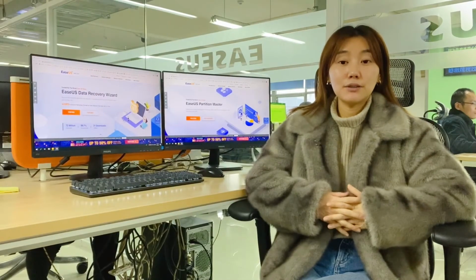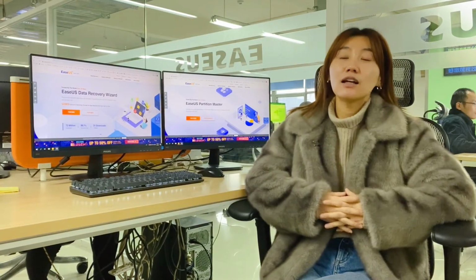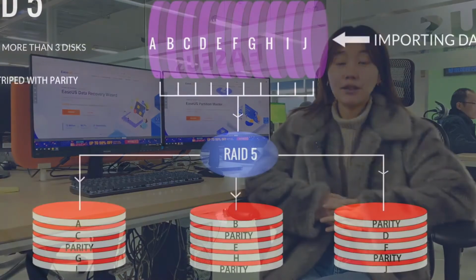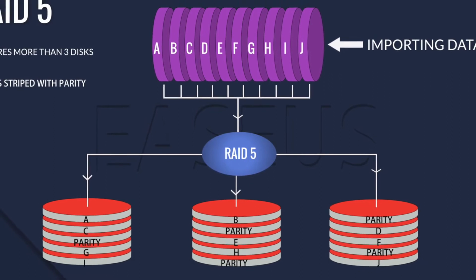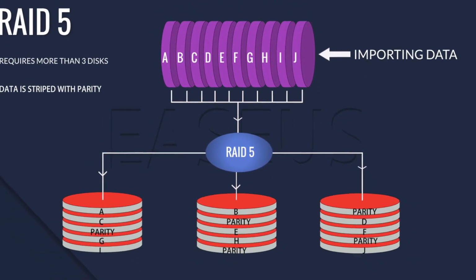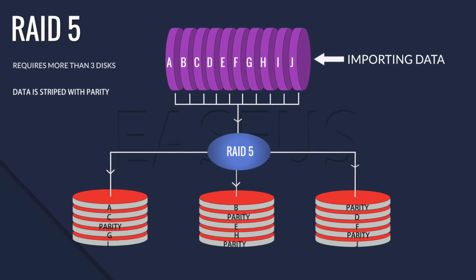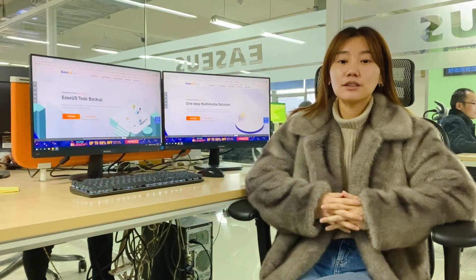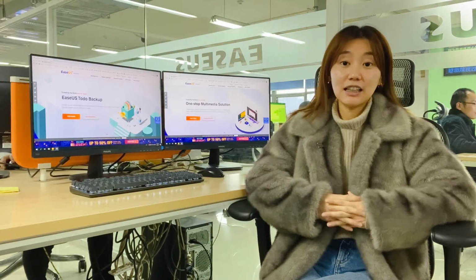RAID 5 is the most popular secure RAID level. This type features the striping of RAID 0 as well as error correction, resulting in a combination of excellent performance and fault tolerance. In the event of the disk failure, you simply replace the failed disk and keep going.